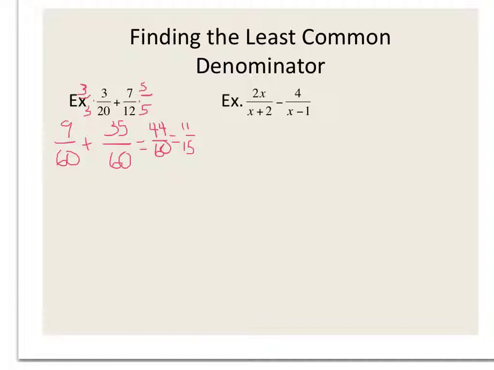We're going to apply the same principle to a harder problem now. When you think about what we're doing here, we need to find a common denominator. So we need a number that both x plus 2 and x minus 1 go into. Since it's not really a number, it's an expression, we have to create an expression that they both go into. The easiest way is to multiply them by each other. So I'm going to create a common denominator of x plus 2 times x minus 1.